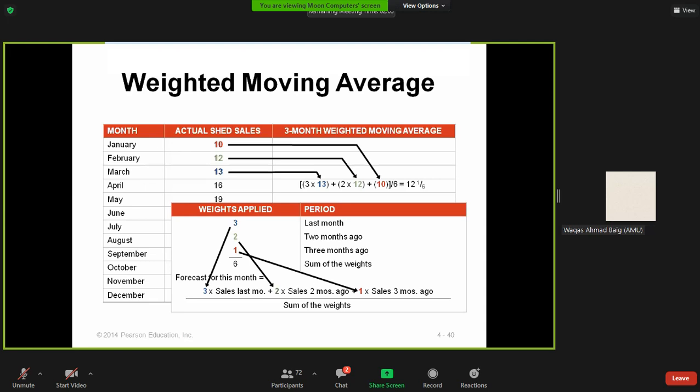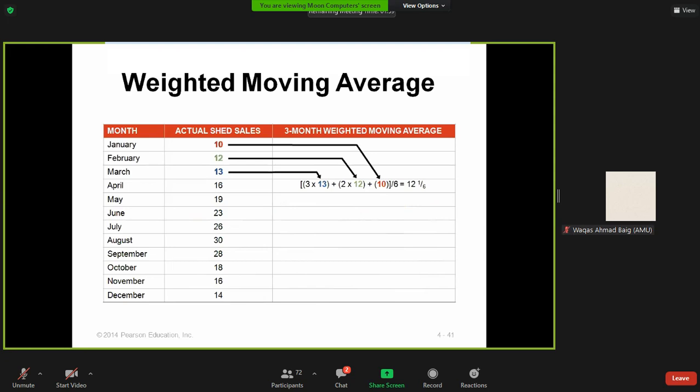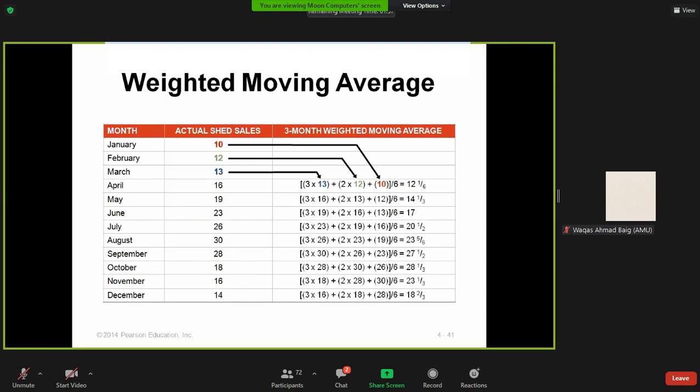Is this the value you're getting? Yes, sir. Okay. And if we talk about the remaining months, the weighted moving average for the remaining months is this. Are you getting the point?